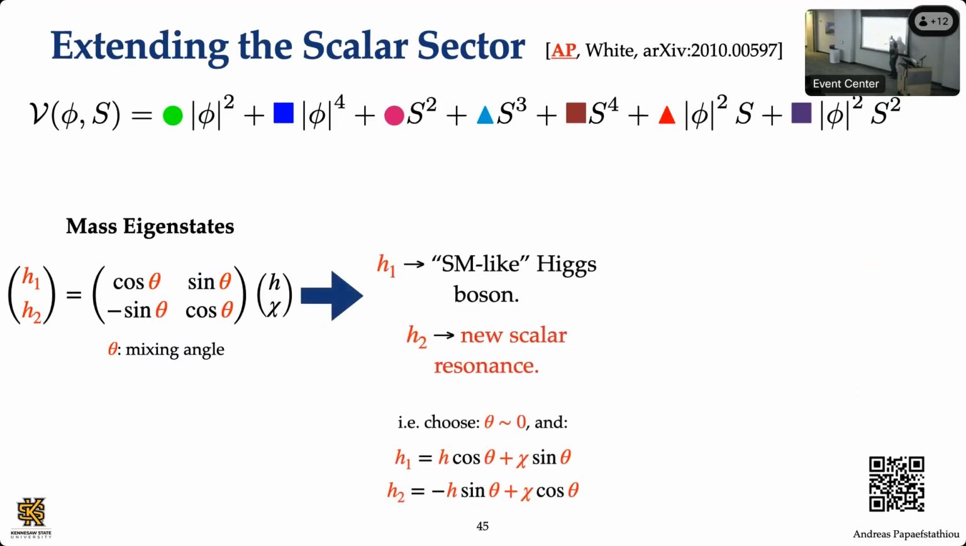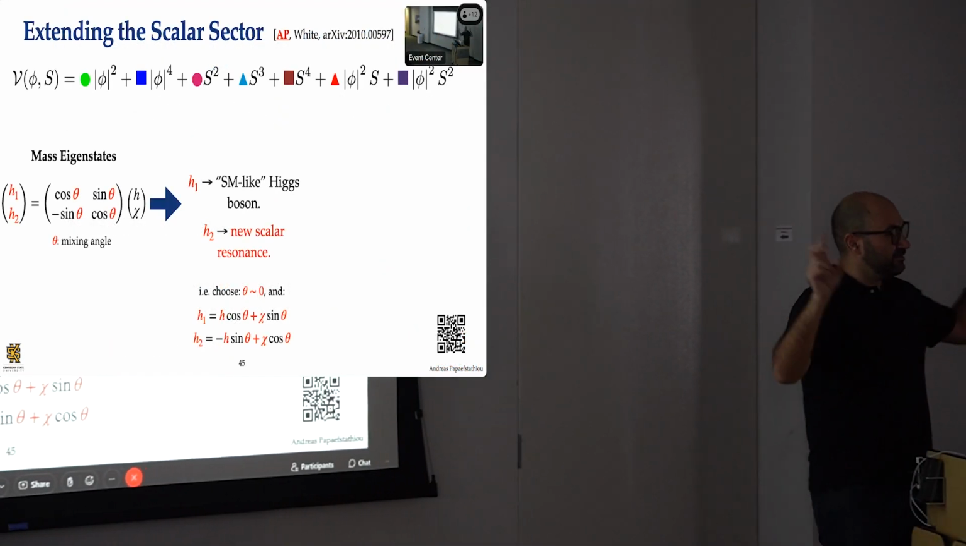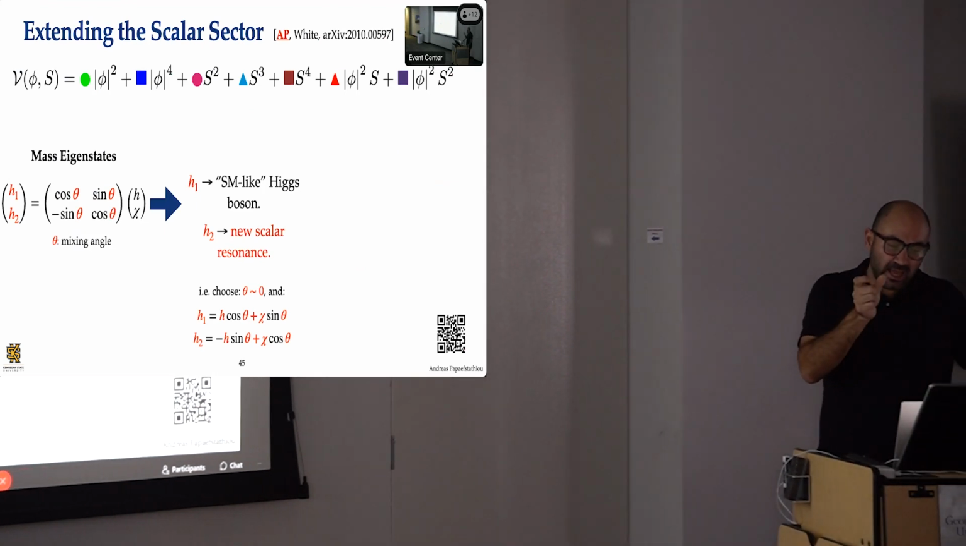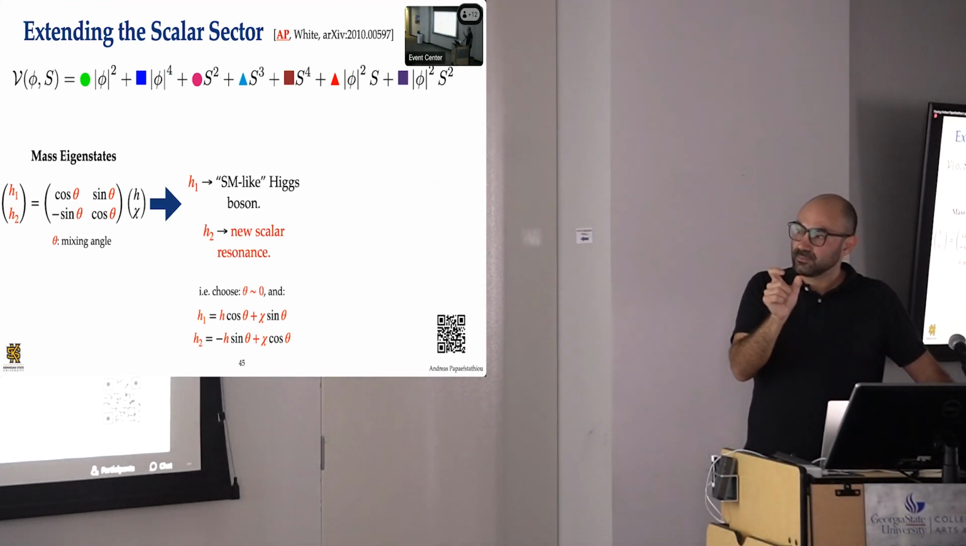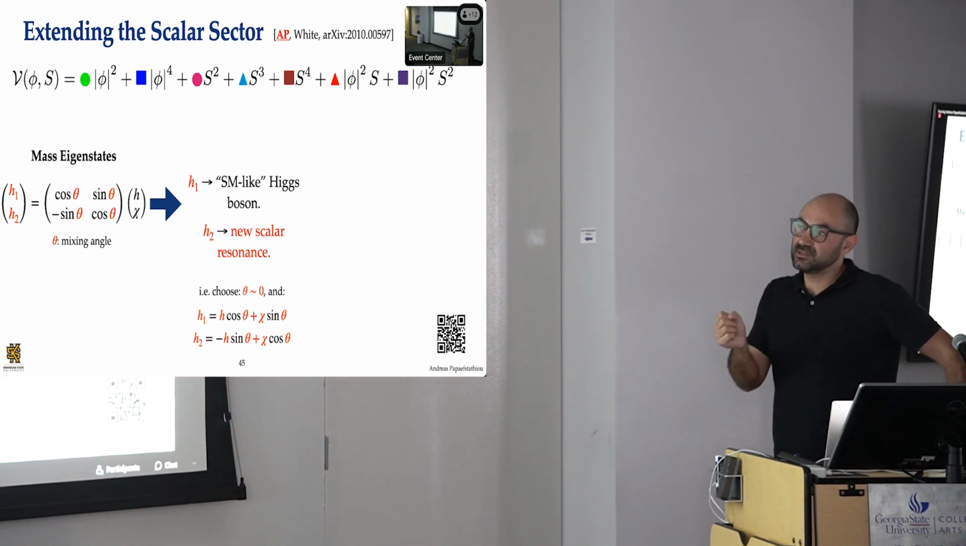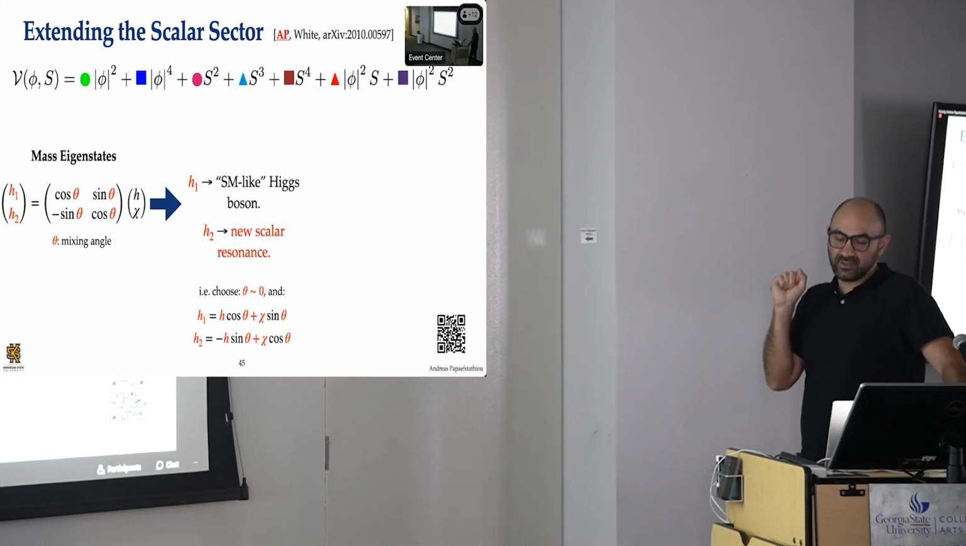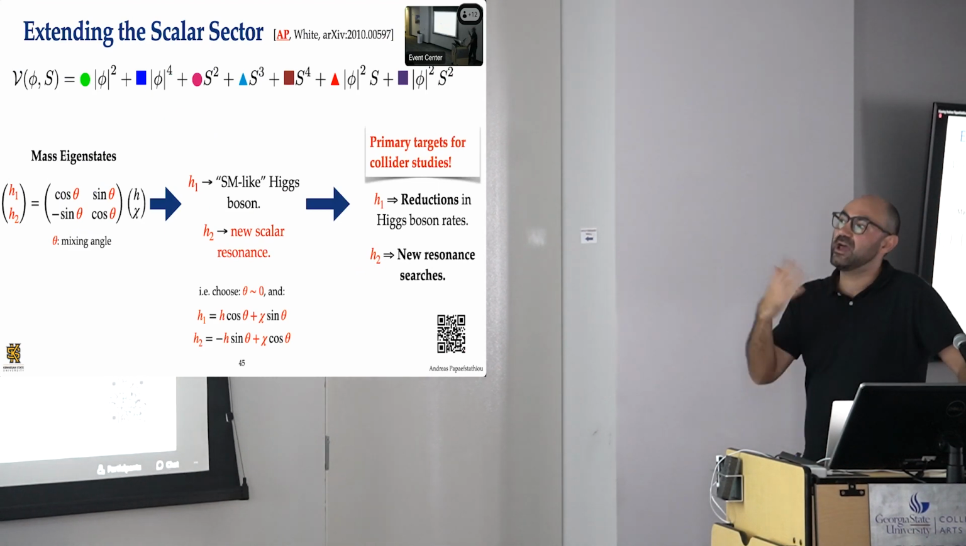So if you choose theta to be close to 0, what does that mean? It means that this will be close to diagonal, right? So this one would be approximately 1 and this one would be approximately 0. So h1 will pick up whatever interactions h had. So h1 will be approximately h, and h2 will be approximately chi. h1 will be similar to the Higgs boson that we discovered, but with slightly reduced rates. And h2 will be a new scalar resonance, which absorbs the couplings of the Higgs boson. So these are the primary targets.